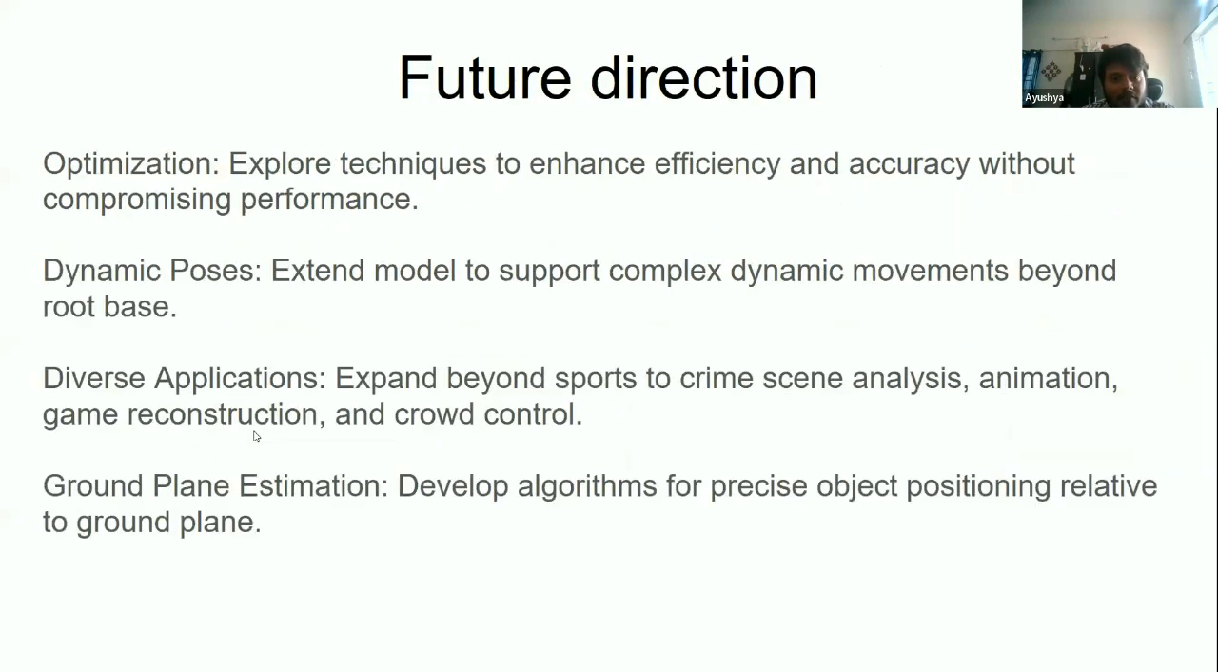Now, what are the future directions where we would like to take this paper? We are exploring different techniques to enhance efficiency and accuracy without compromising performance. We are trying to extend our model to support complex dynamic poses, including poses for animals, which are not similar to human poses. We're trying to understand diverse applications where it can be used, such as crowd control, scene analysis, and game reconstruction. We are also developing algorithms for ground plane estimation and precise object positioning relative to the ground plane.